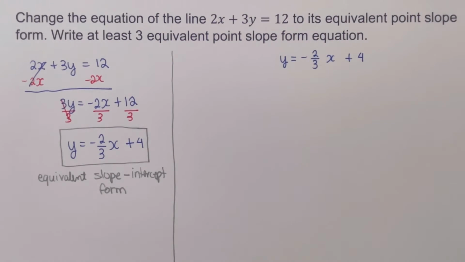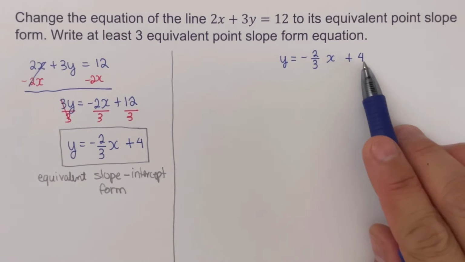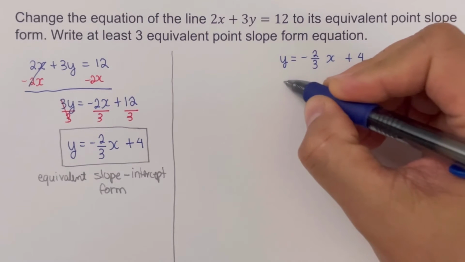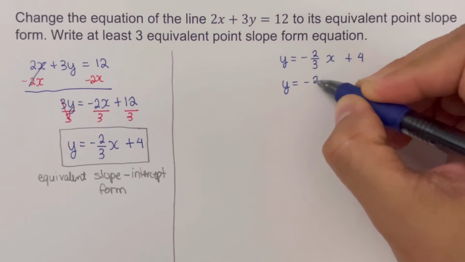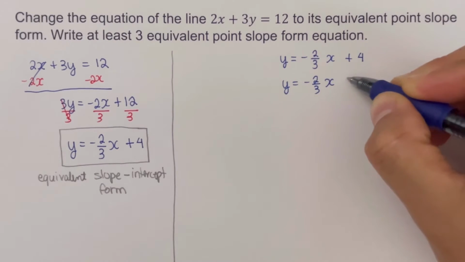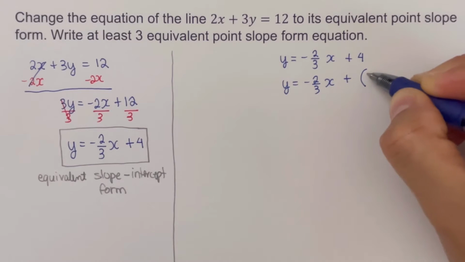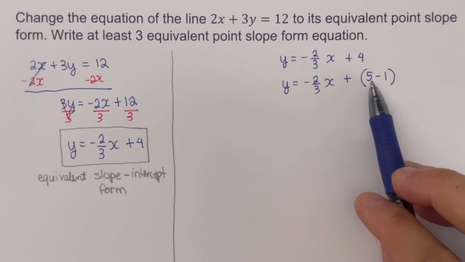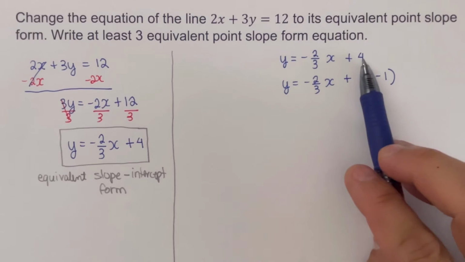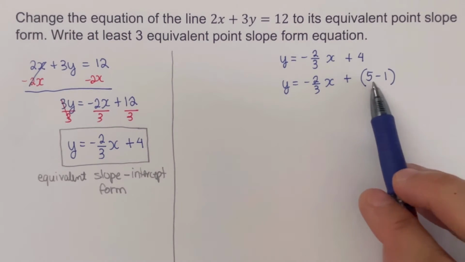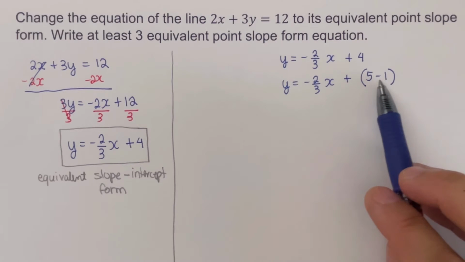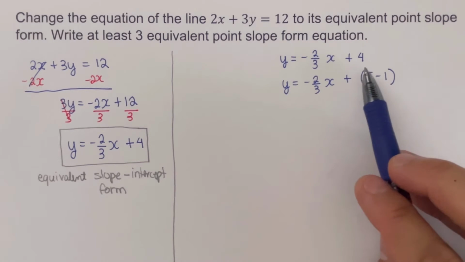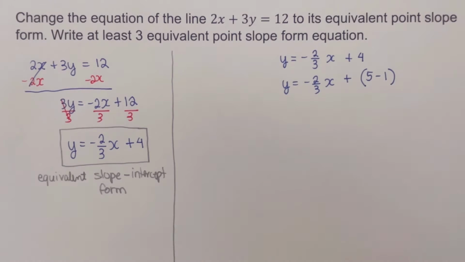Okay, in order that we can change this to its equivalent point-slope form, we're going to break this 4 into a sum of 2 numbers. So we can go ahead and rewrite this as y equals negative 2 over 3x plus I can pick 5 minus 1. So that means 5 minus 1 is 4. So it's pretty much like breaking this 4 into 2 numbers such that its sum or its difference would be 4. So in this case right here, 5 minus 1 is 4.